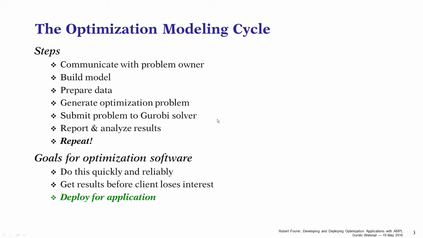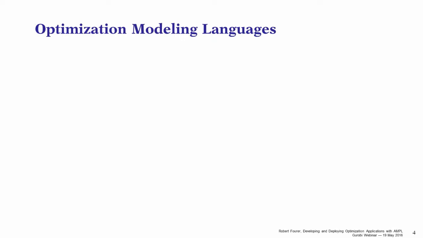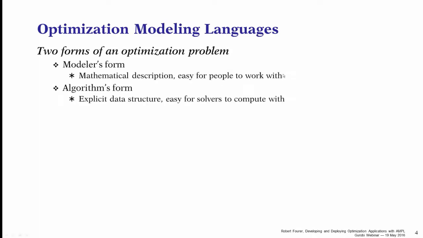So there are many kinds of systems you could imagine doing this, and the systems I want to focus on are what I call modeling languages. Modeling languages are a popular way of addressing this need to do this cycle reliably and quickly. They're based on the observation that the way people think of optimization problems, what I call the modeler's form, is very different from the way that the solver, like Gurobi, represents the problem, what I call the algorithm's form. What you want is to think of the problem in your high-level form, something you can really understand and work with, but at the same time you want it converted to the form that the solver is going to work with.